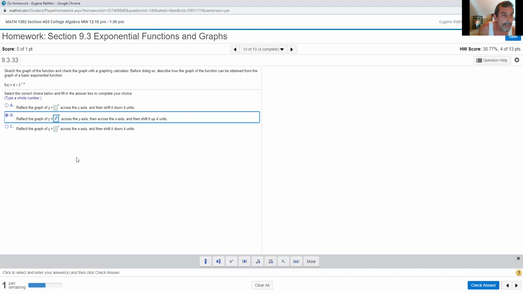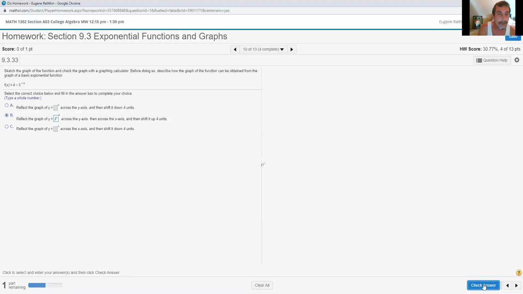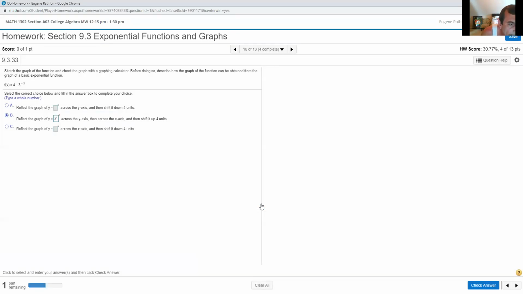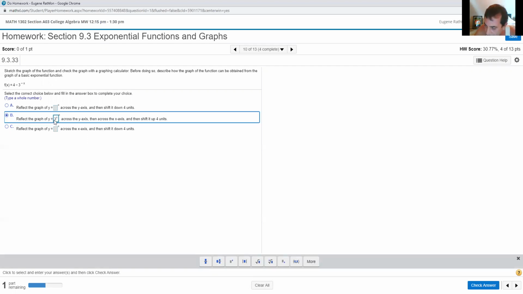Okay? So we don't have to put all the moves on this. They just want me to start with the basic graph. The basic graph would have been that 3 to the x. So then we would hit our enter. Oh, what happened here? Let me see. All right, so I went up 4 units. Oh, maybe they want me to actually put that negative there, y'all. I'm not sure. So how about that? Negative 3 to the x.